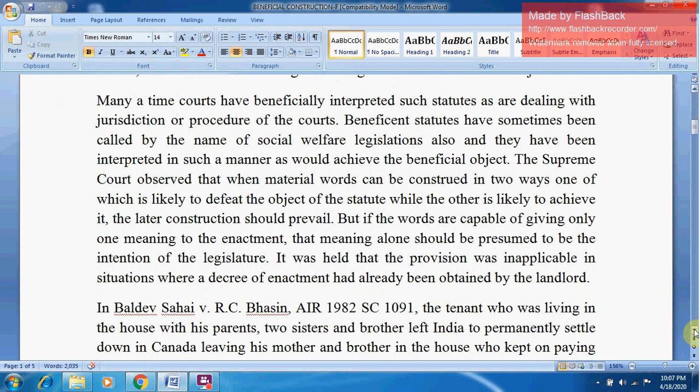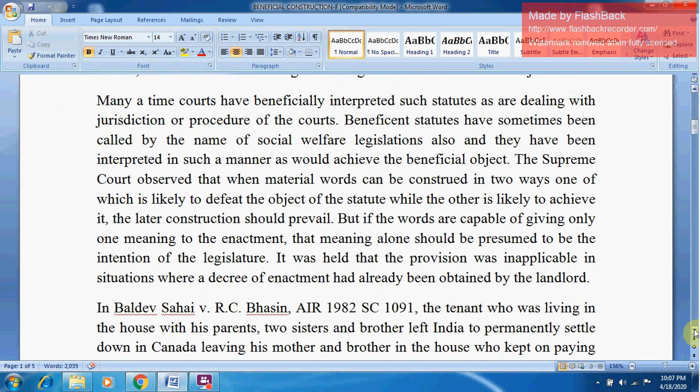Many times, courts have beneficially interpreted such statutes as dealing with the jurisdiction or procedure of the court. Beneficent statutes have sometimes been called social welfare legislations, and they have been interpreted in such a manner as would achieve the beneficial object.